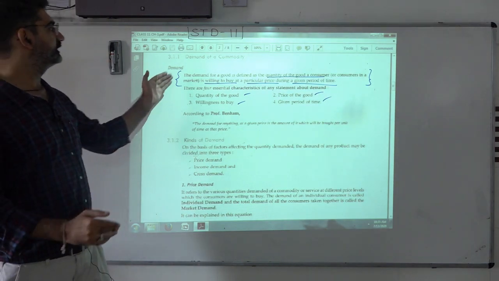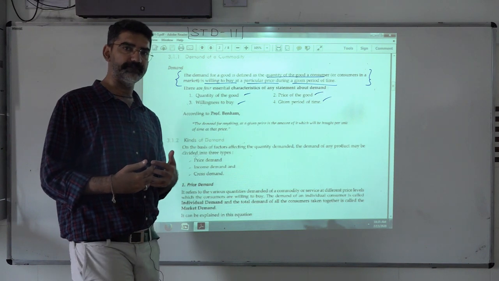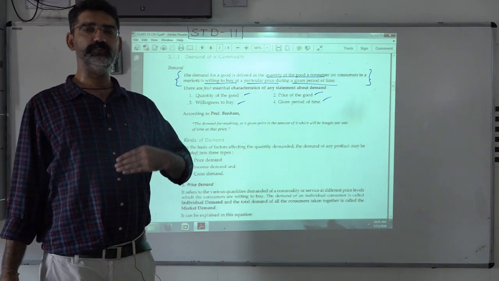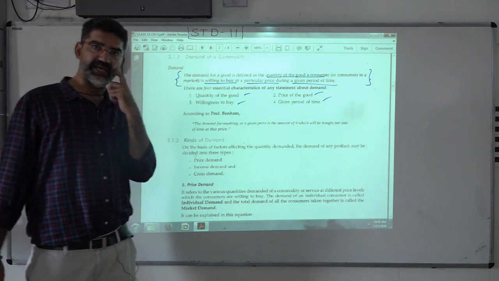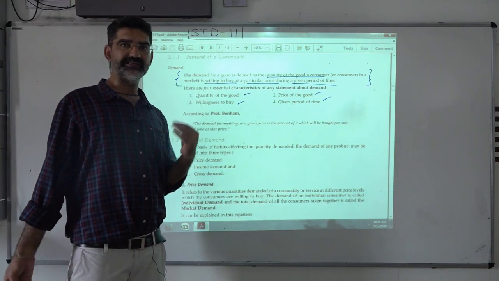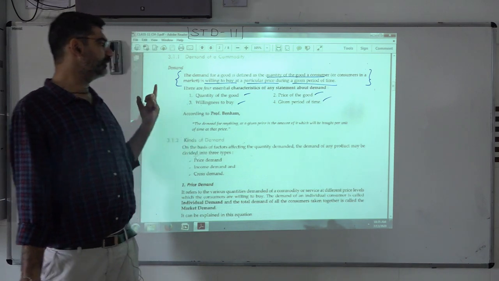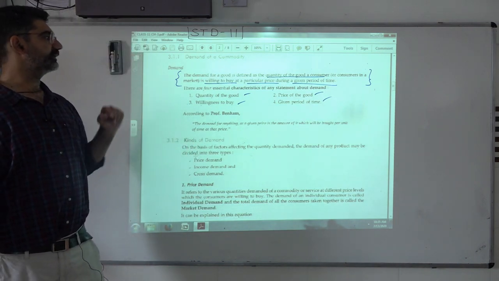You can add a few words here. The demand of a good is defined as the quantity of goods which a consumer is willing to buy at a particular price and given period of time. So four essential characteristics should be there for having the definition of demand.